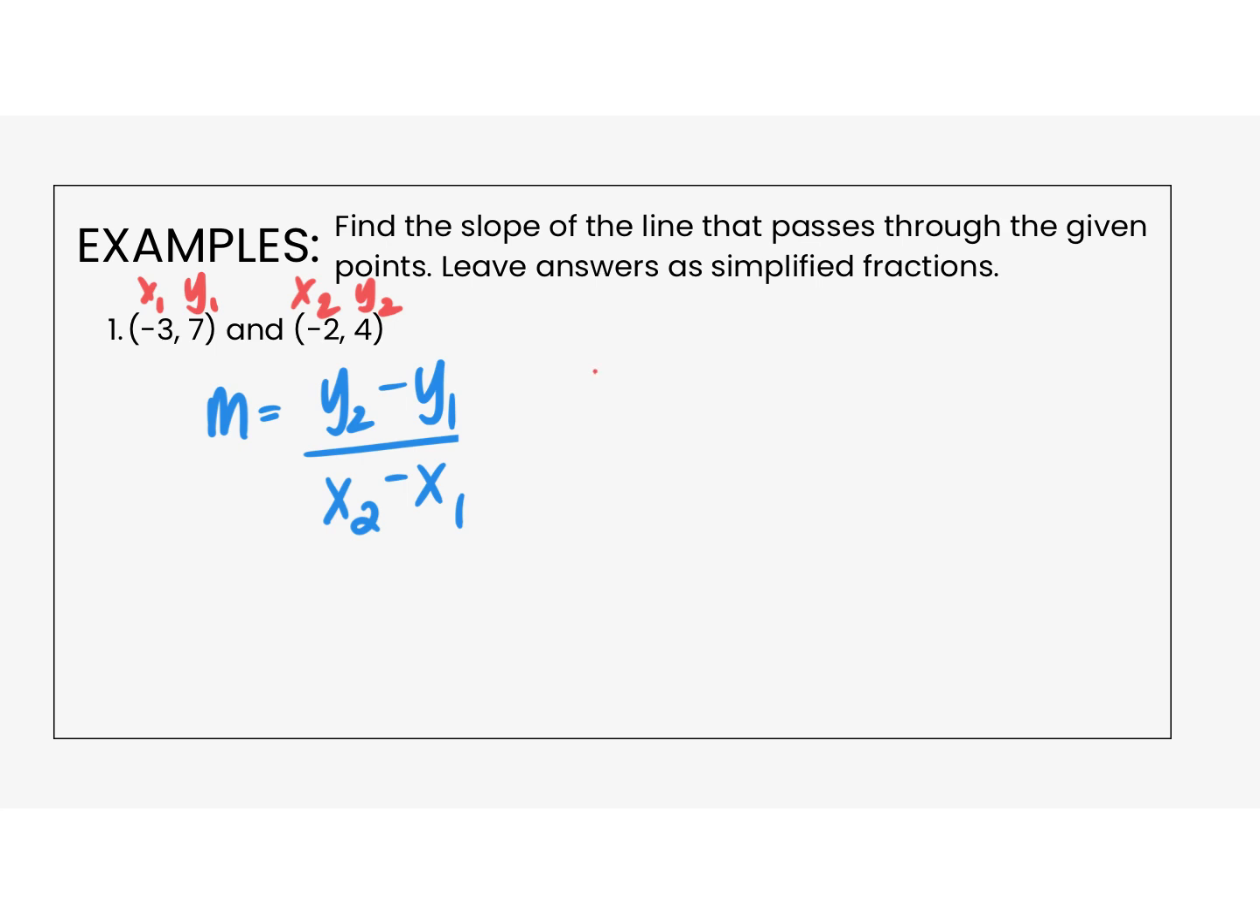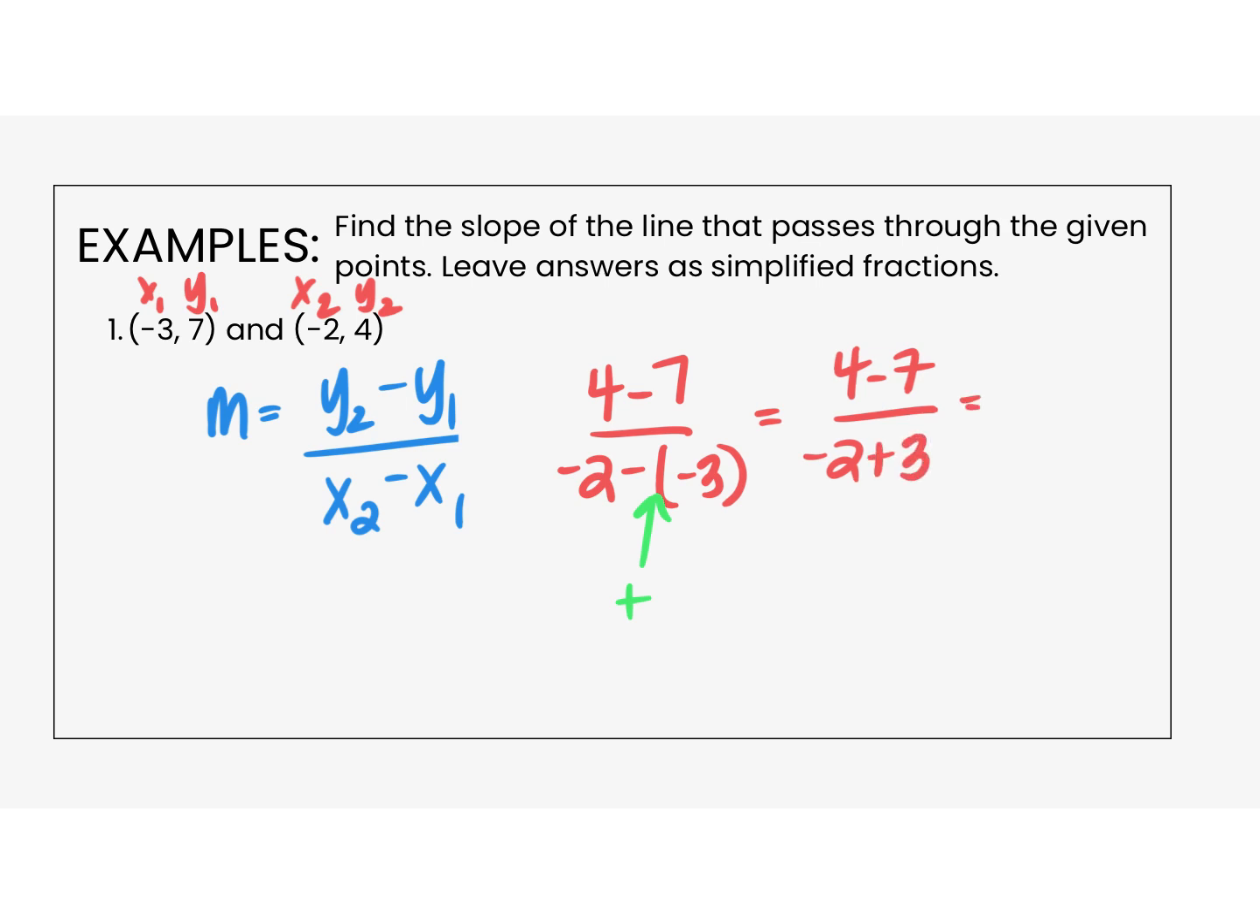We're going to start with y2. So I have 4 minus y1, which is 7. And then negative 2, which is x2, minus x1, which is negative 3. Okay, now remember, subtracting a negative becomes the same thing as adding. So what I'm really doing is 4 minus 7 over negative 2 plus 3, which gives me negative 3 over positive 1. So m would equal negative 3.